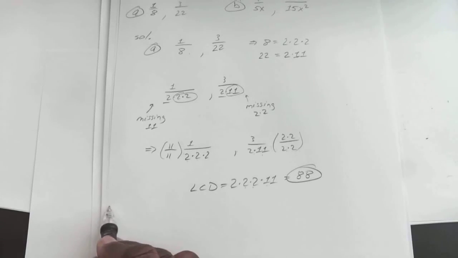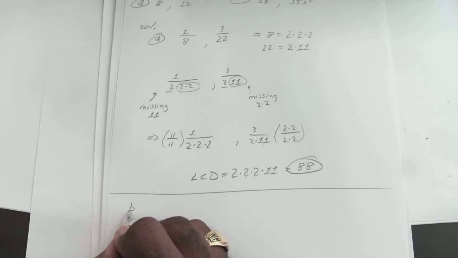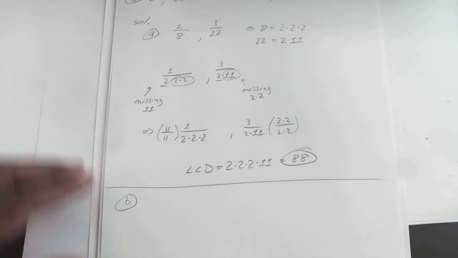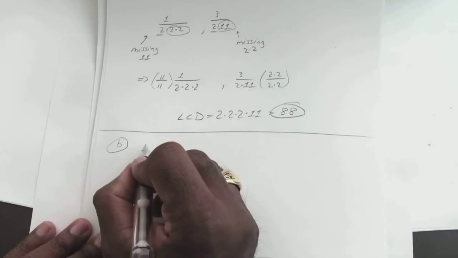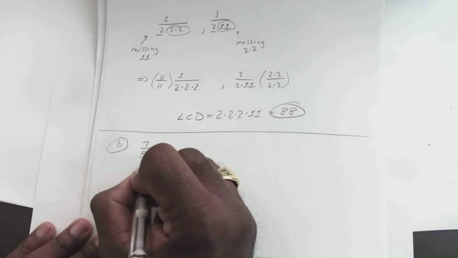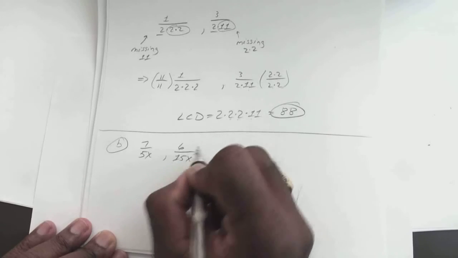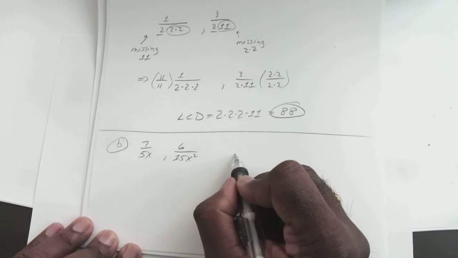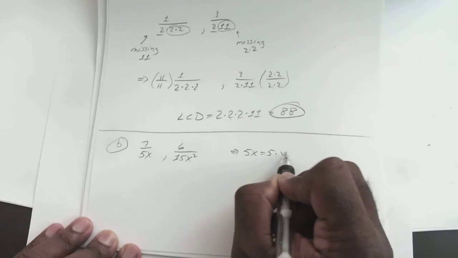All right, so let's do B. And actually, if you have variables, it's a little bit easier. And then move that up a little bit. So for B, you have 7 over 5x and 6 over 15x squared, where we know that your 5x is just 5 times x.